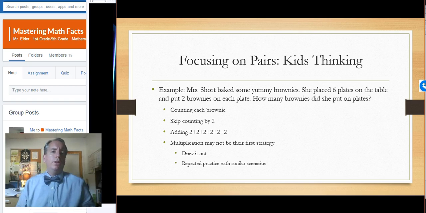But then how they decide that that's 12, some folks might be counting each brownie. Some folks might be going 2 plus 2 plus 2 plus 2 plus 2 plus 2 and get their 12. And others might say, well, that's 6 groups of 2, so that's 6 times 2, and I know that's 12.